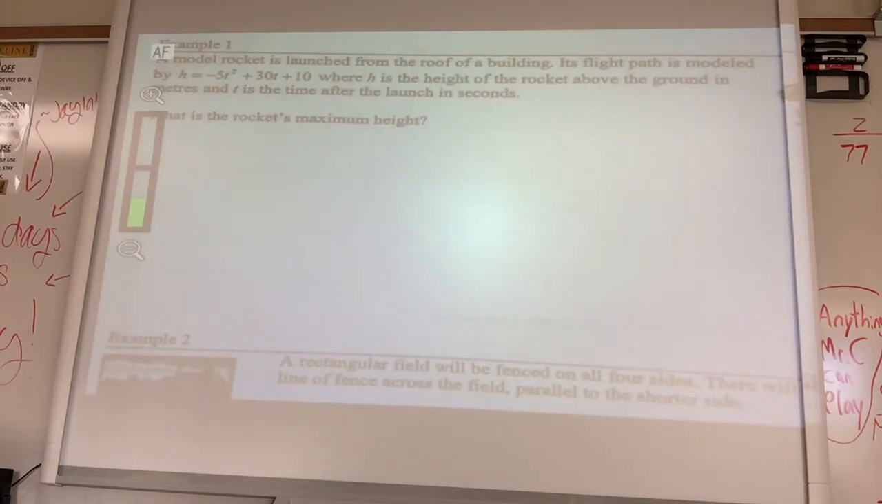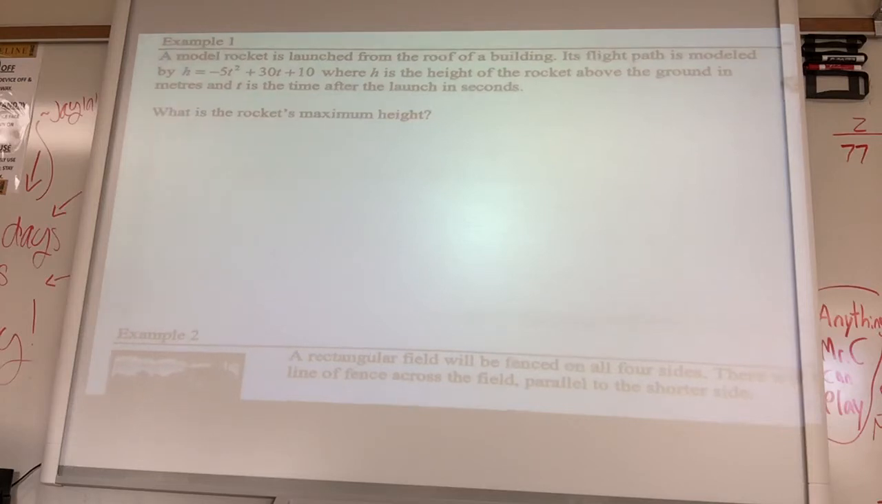Alright, so it says, a model rocket is launched from the roof of a building. Its flight path is modeled by h, where h is the height of the rocket above the ground in meters and t is the time after launch in seconds. What is the rocket's maximum height?